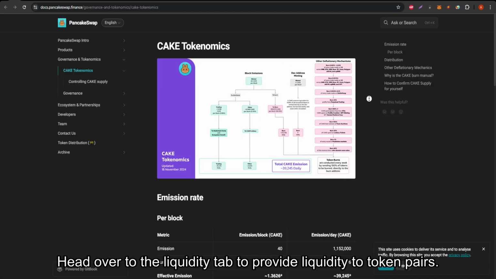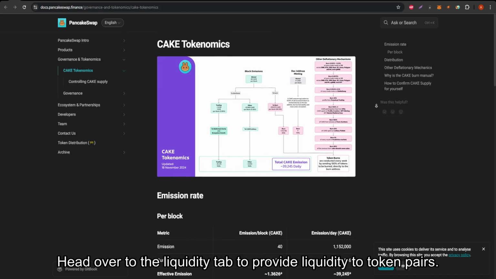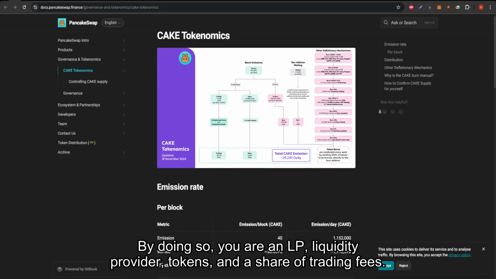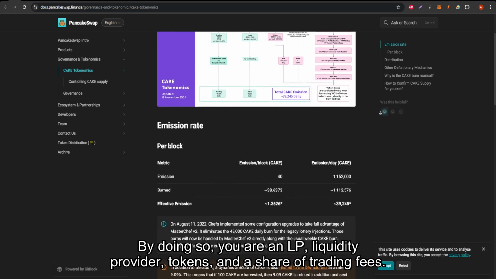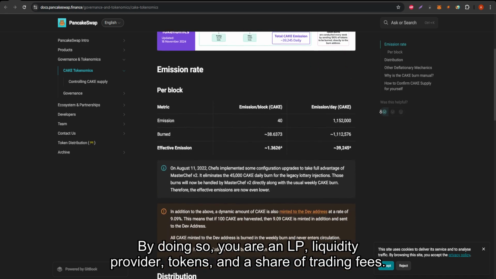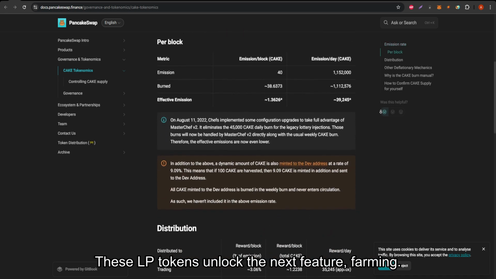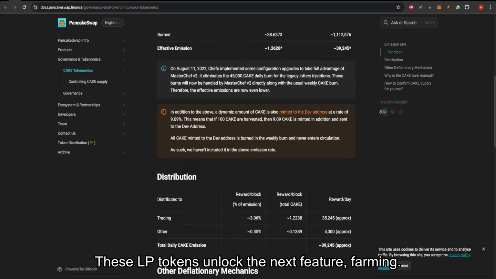Head over to the Liquidity tab to provide liquidity to token pairs. By doing so, you earn LP (liquidity provider) tokens and a share of trading fees. These LP tokens unlock the next feature, farming.